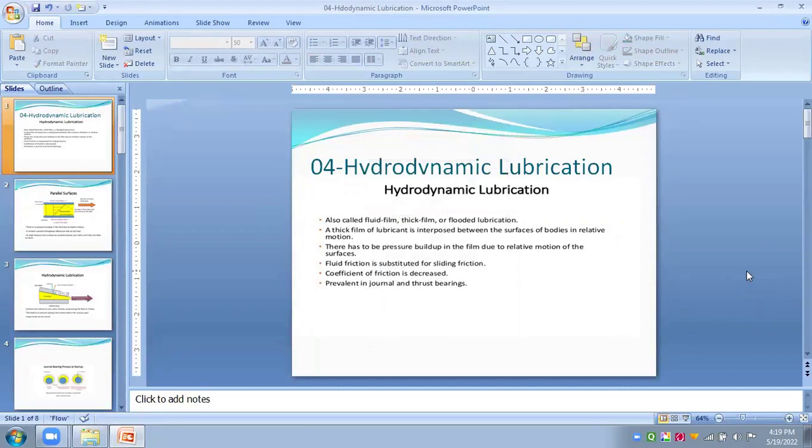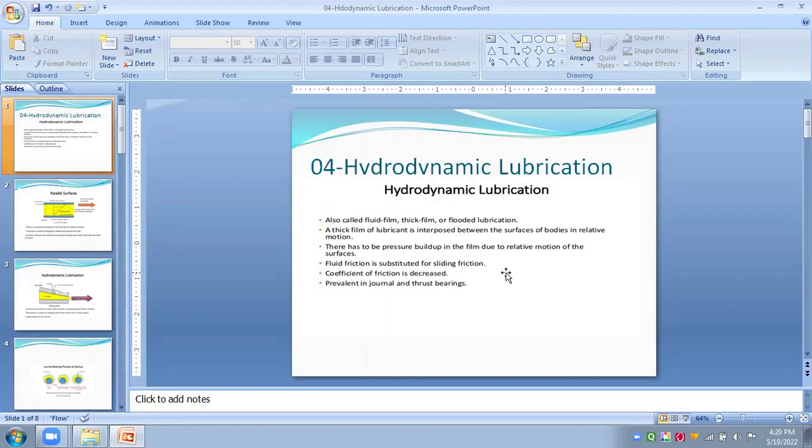All are welcome. Today we are continuing our regular lecture series, and the topic of this lecture is hydrodynamic lubrication. Previously we saw hydrostatic lubrication. Now the second type is hydrodynamic lubrication. It is also called fluid film lubrication, thick film lubrication, or flooded lubrication. A thick film of lubricant is interposed between the surfaces of bodies in relative motion.